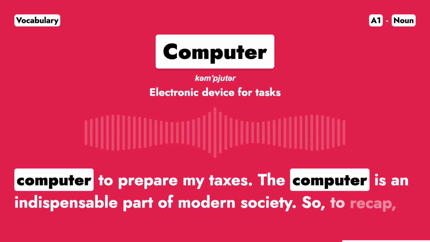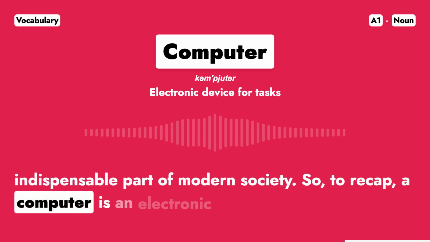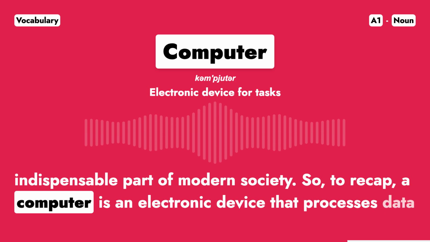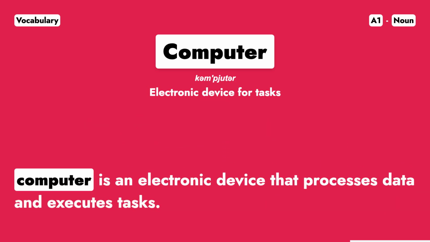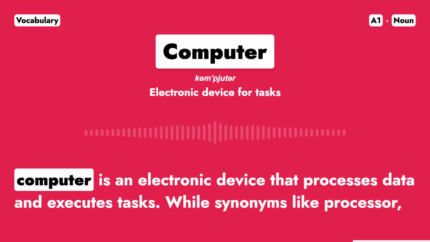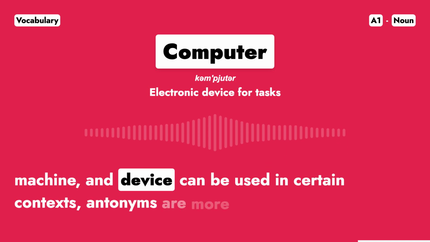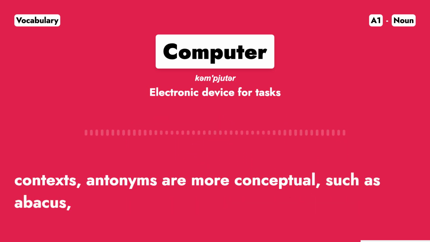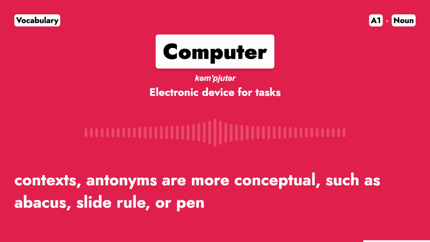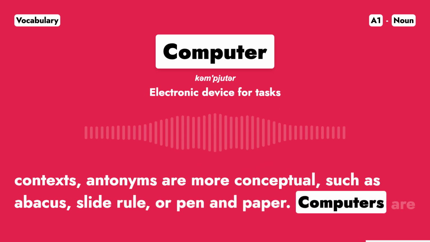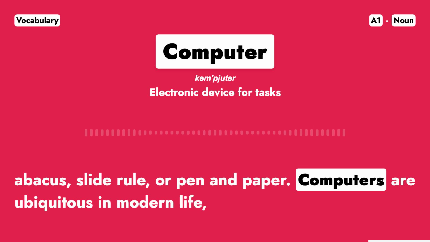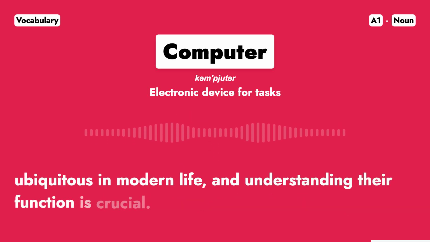So, to recap, a computer is an electronic device that processes data and executes tasks. While synonyms like processor, machine, and device can be used in certain contexts, antonyms are more conceptual, such as abacus, slide rule, or pen and paper. Computers are ubiquitous in modern life, and understanding their function is crucial.